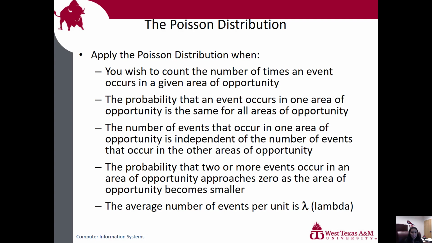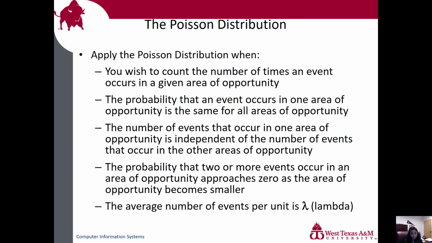The probability that an event occurs in one area of opportunity is the same for all areas of opportunity. Going back to my restaurant example, the probability that people will come in the first minute should be the same as the second minute, third minute, and so on. The number of events that occur in one area of opportunity is independent of the number of events that occur in other areas of opportunity. So just because I got 3 customers in the first minute does not influence the number of customers I'm going to get in the second minute, or the probability that I'm going to get a certain number of customers in the second minute.